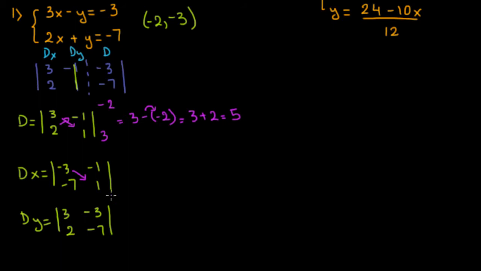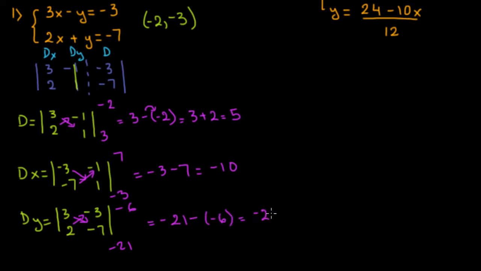On this one, we have negative 3 times 1 is negative 3. Negative 7 times negative 1 is positive 7. Then bottom subtract top. So we have negative 3 minus 7 will give me negative 10. And also on this, we have negative 21, negative 6, then negative 21 minus negative 6 will give me negative 21 plus 6, which gives me negative 15.